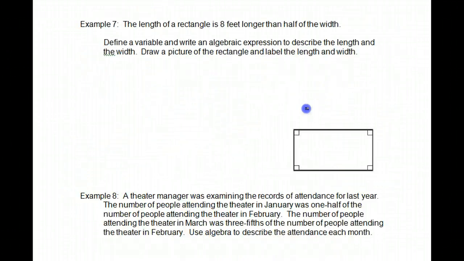Example 7. Please go ahead and pause the recording whenever you are ready. Press play and we will go over the answer together.